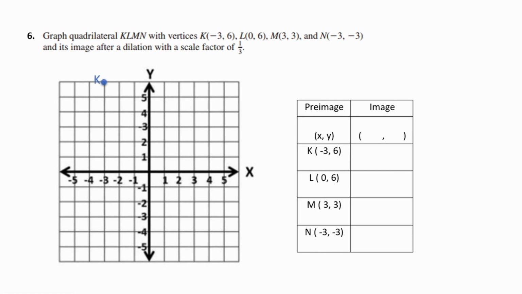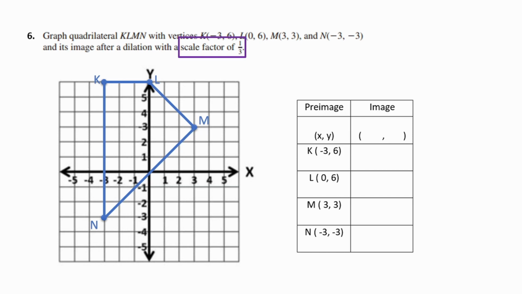I'm going to go ahead and start off with plotting our different points. So at -3, 6, I have K. At 0, 6, I have L. At 3, 3, I have M. And then at -3, -3, I have the point N. So if I fill things in using a straight edge, I get this nice quadrilateral here. And I know the scale factor is 1/3.